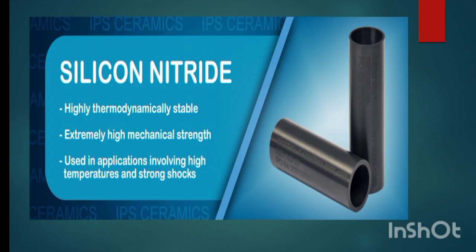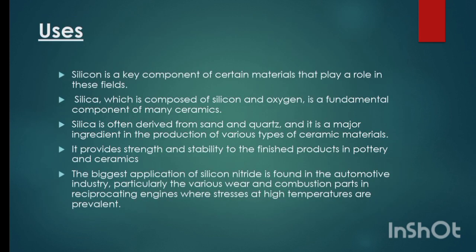Silicon nitride. Silicon nitride is a highly thermodynamically stable compound of silicon. It has extremely high mechanical strength. It is used in applications involving high temperatures and strong shocks.